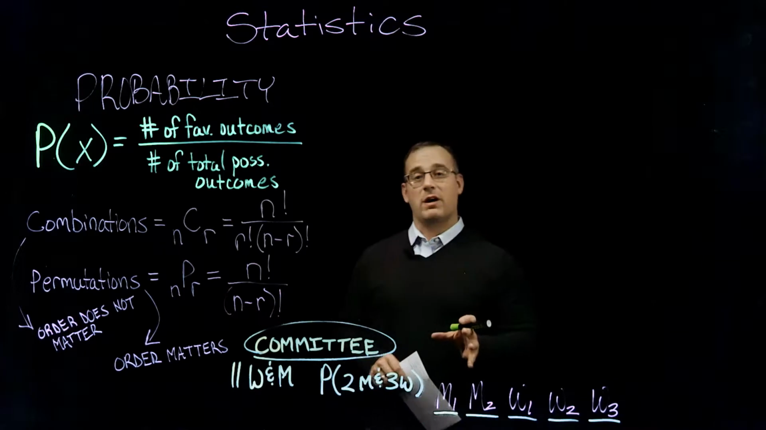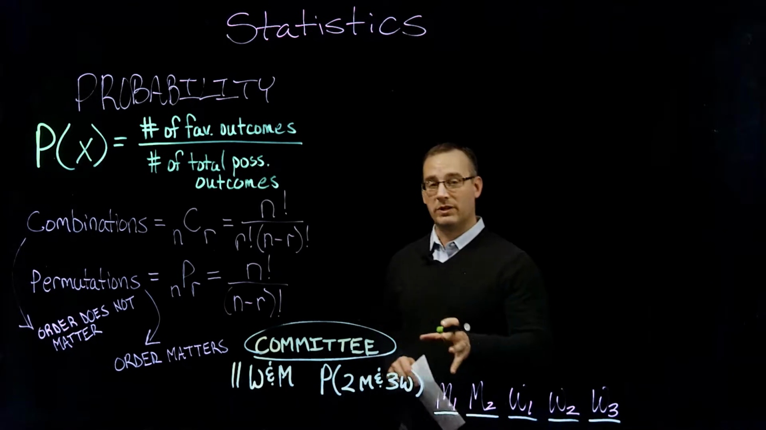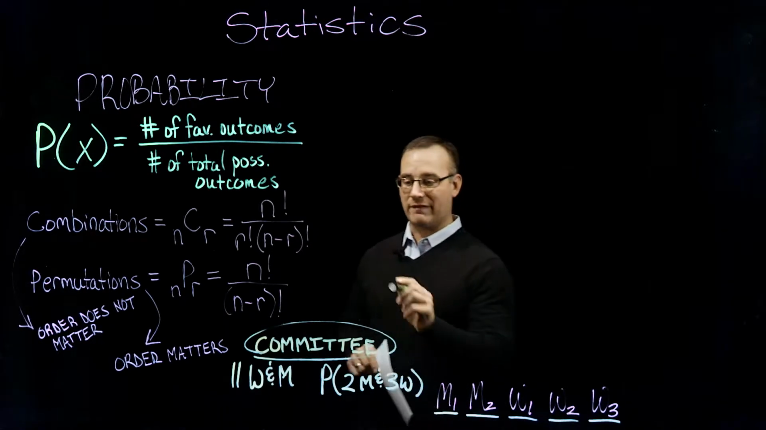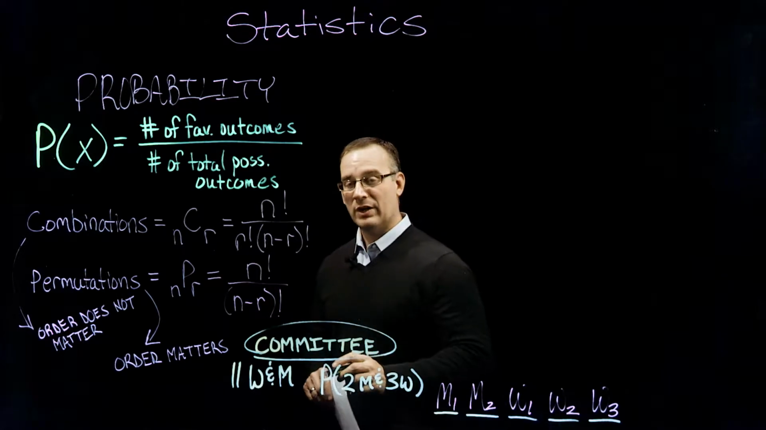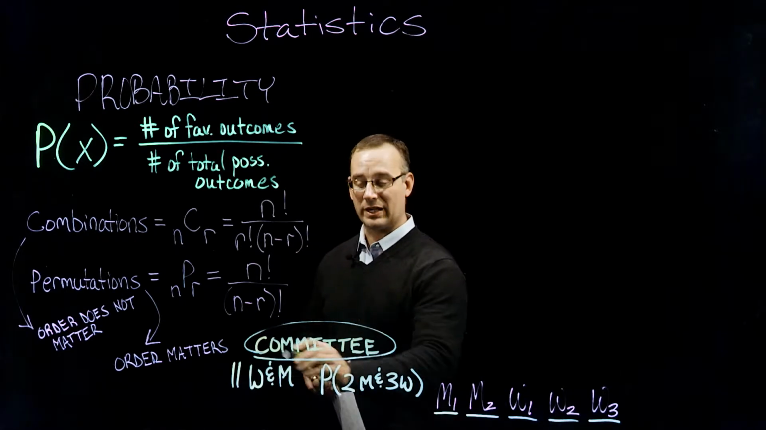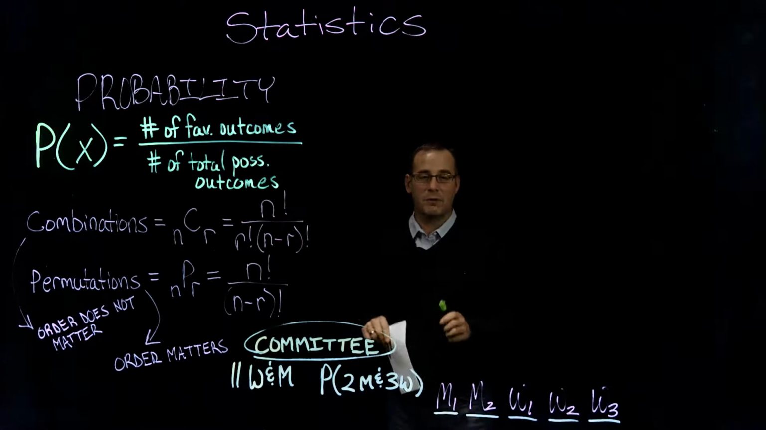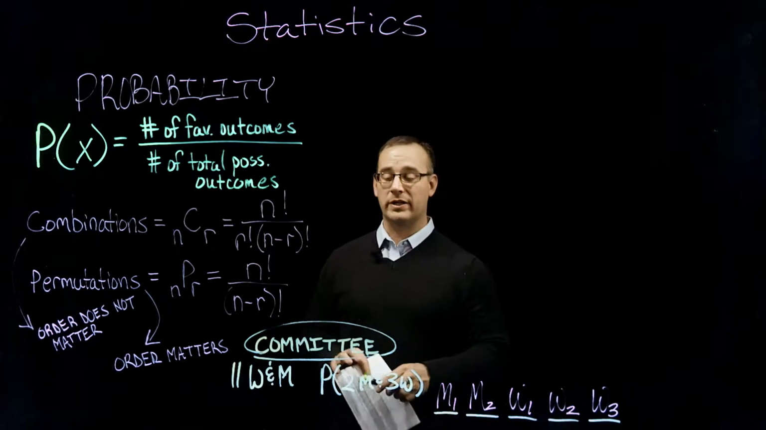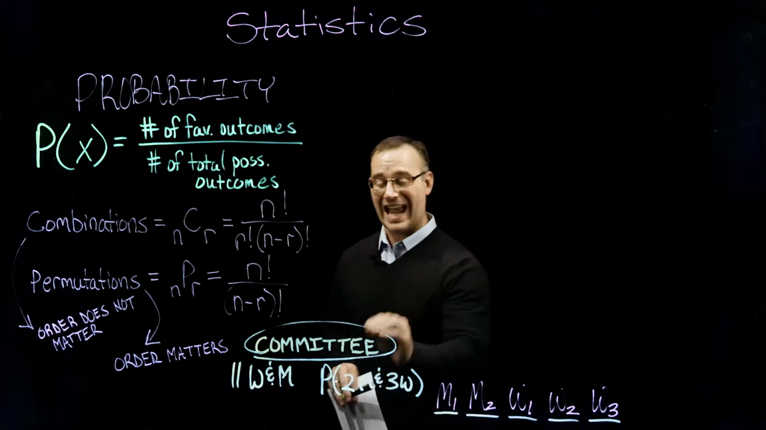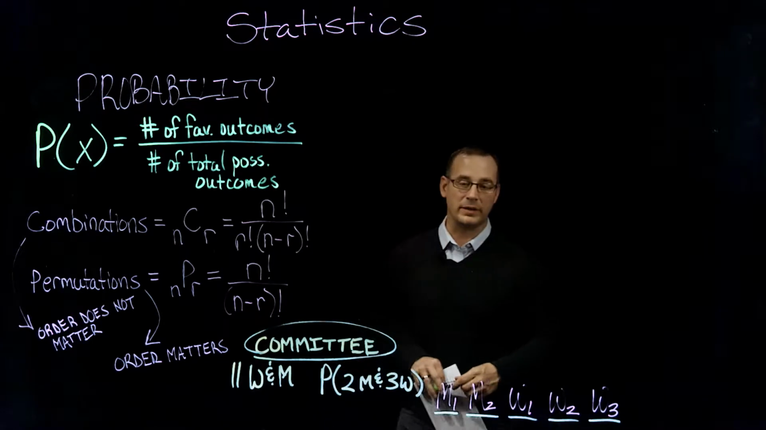So here we're working with our example problem of probability. In this example we have a committee of 11 people. We've got 6 women and 5 men, so 11 total. And what we're being asked to do is figure out the probability of selecting a committee of exactly 2 men and 3 women. All right.